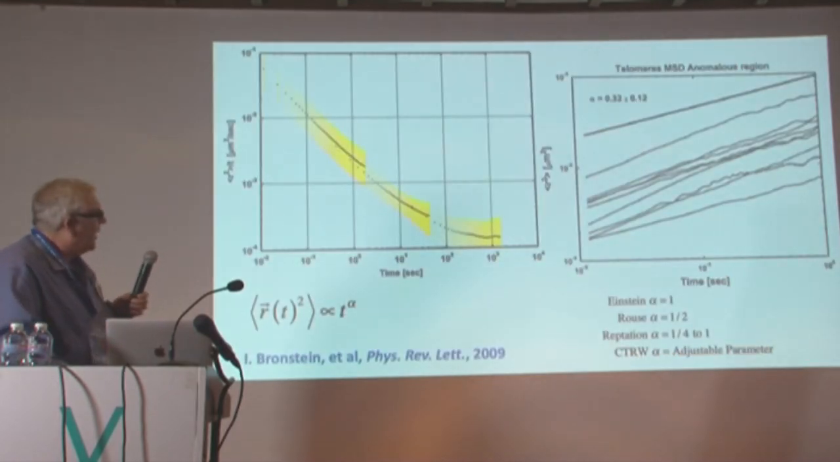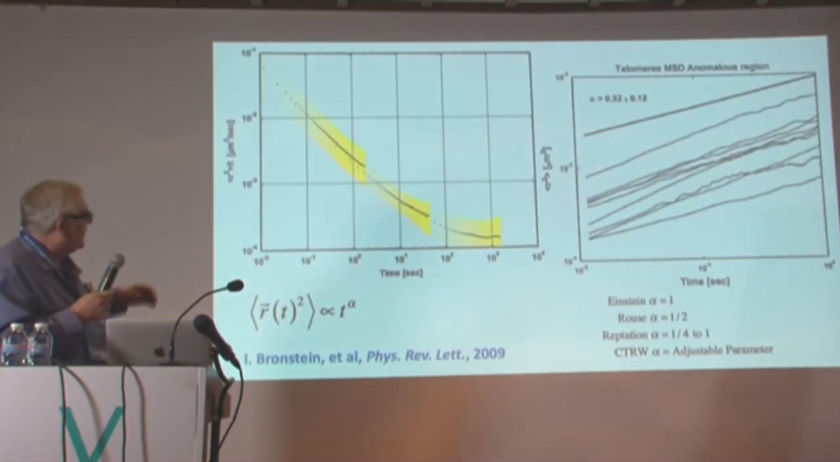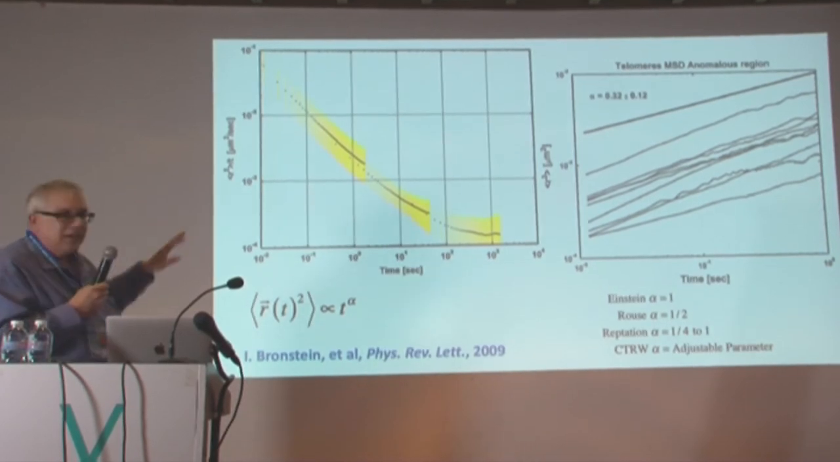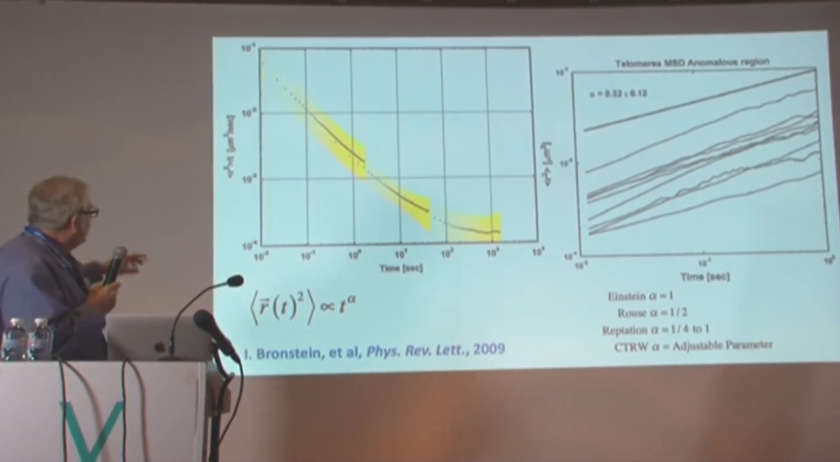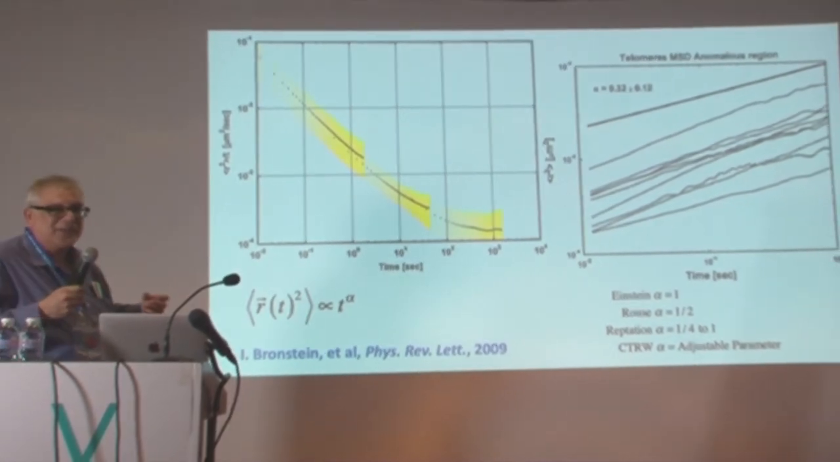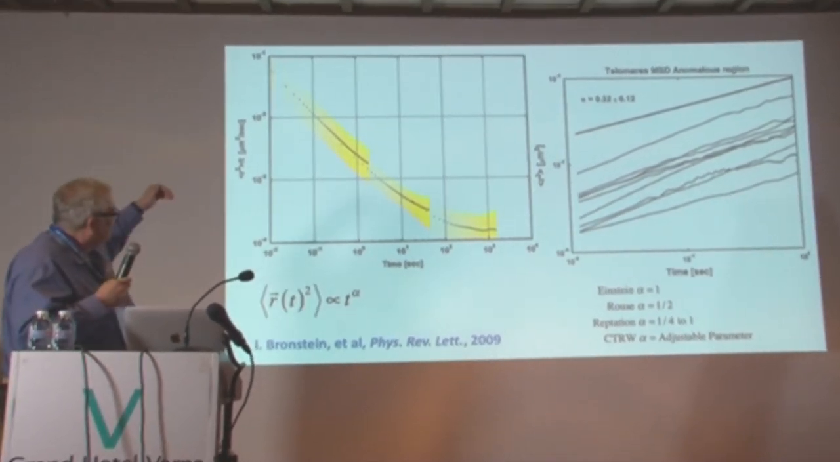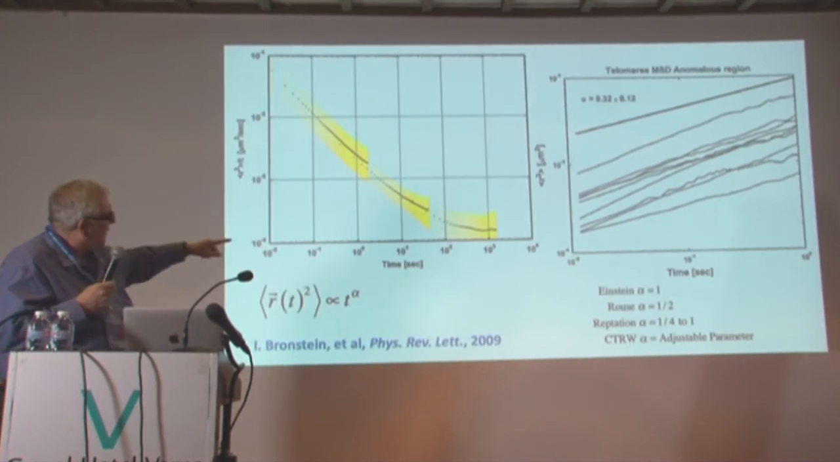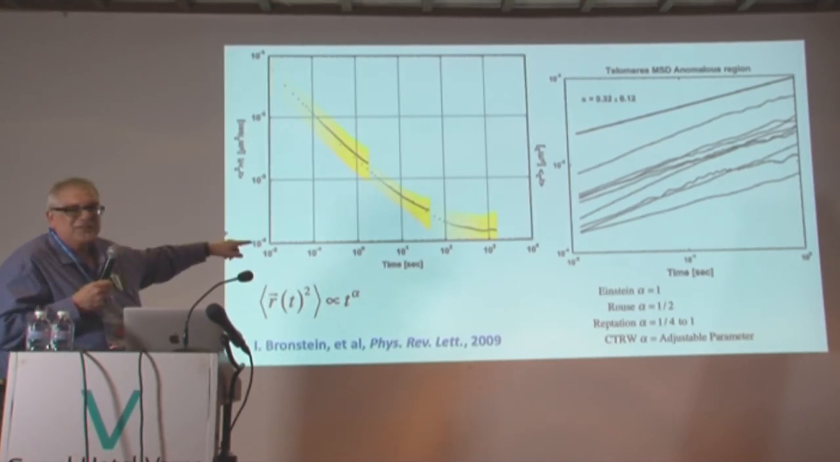And these are the kind of plots that they get. These are described by them as subdiffusive, because if you look at R squared divided by T, Einstein would say that should come out to be a constant. Instead, it continuously decreases. You can see that the last time they get is something like 1,000 seconds.